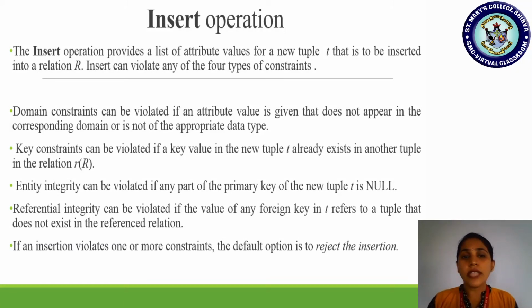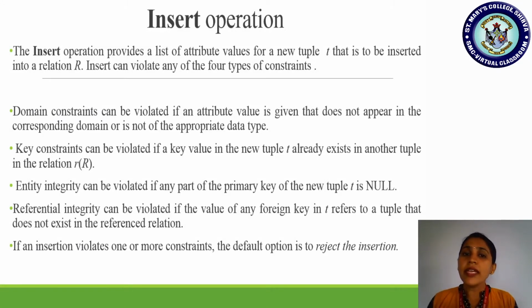Then the fourth type: referential integrity can be violated if the value of any foreign key in T refers to a tuple that does not exist in the referenced relation. This is very easy. I hope you remember the foreign key that I have told. In the common example we have discussed, John Smith is working for which department? In the employee relation, DNO is a foreign key, right? We know that John Smith is working for department number 5.